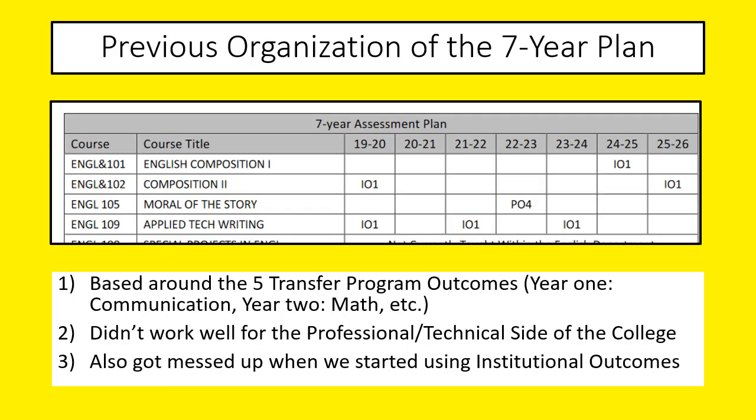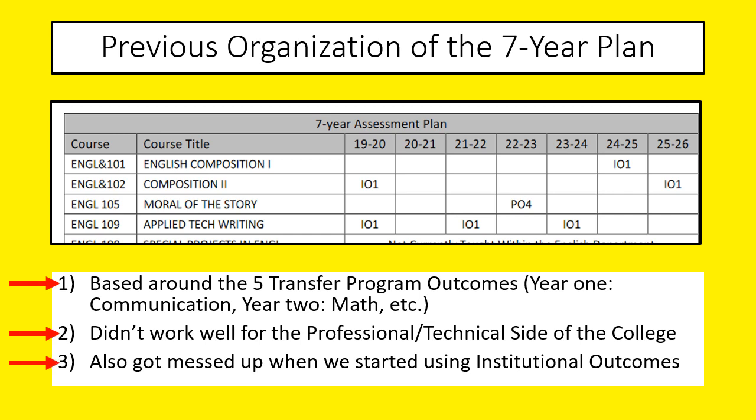So the previous organization of the 7-year plan was based around the 5 transfer program outcomes, which used to be known as the Gen Eds. And it didn't work as well for the professional or technical side of the college because their programs had their own program outcomes, and they had a lot more of them, and so it wasn't organized that well for them.